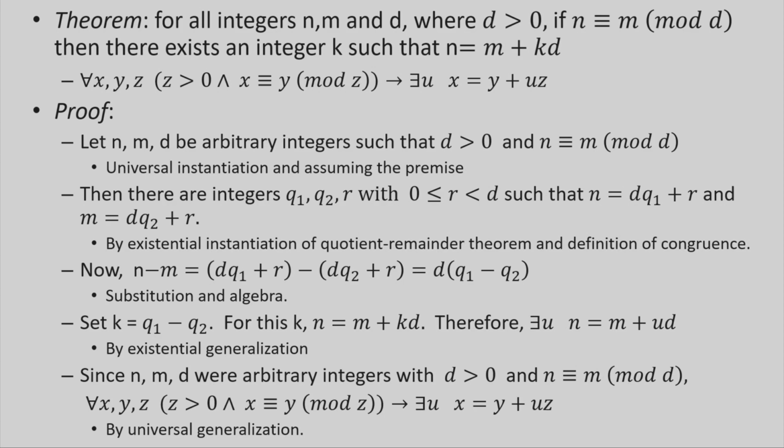That's great. And finally, our last step, always the same. Since n, m, and d were arbitrary integers, by universal generalization, we get that the statement is true for every n, m, and d, for every x, y, and z, satisfying that property.